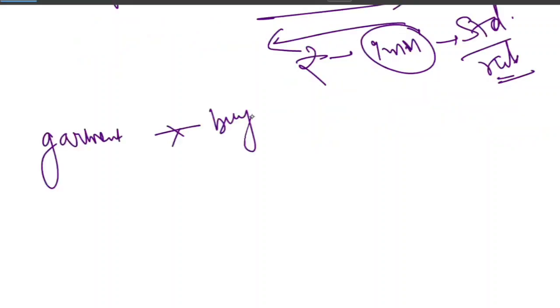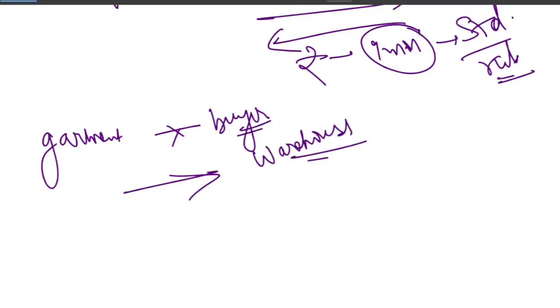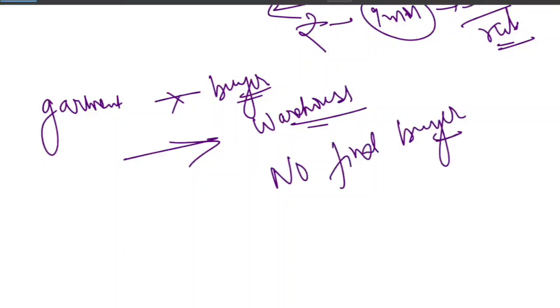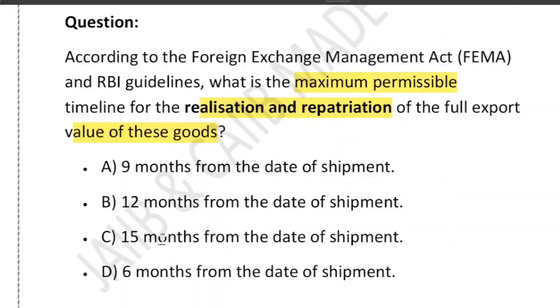What is happening is they are sent to a warehouse located in Dubai. They are simply sent to the exporter's own warehouse in Dubai. So there is no final buyer yet. No invoice is raised to the end customer. Goods are waiting in the warehouse for just-in-time delivery. So RBI gives some extra time. How much extra time? 15 months. Yes, C is the correct one.